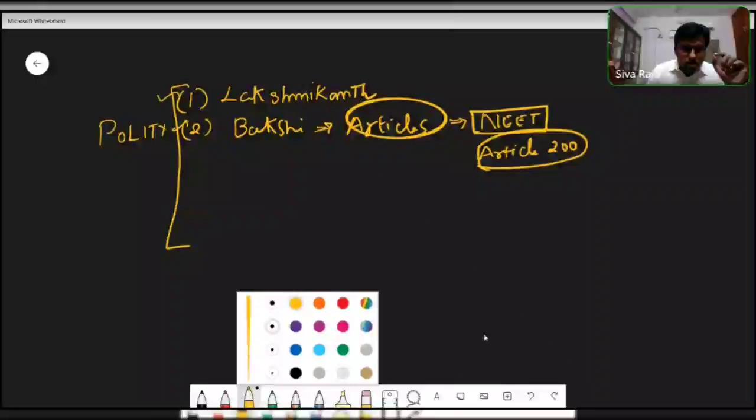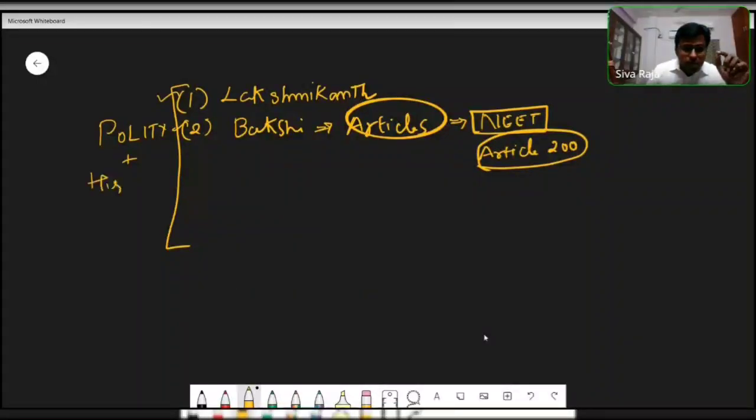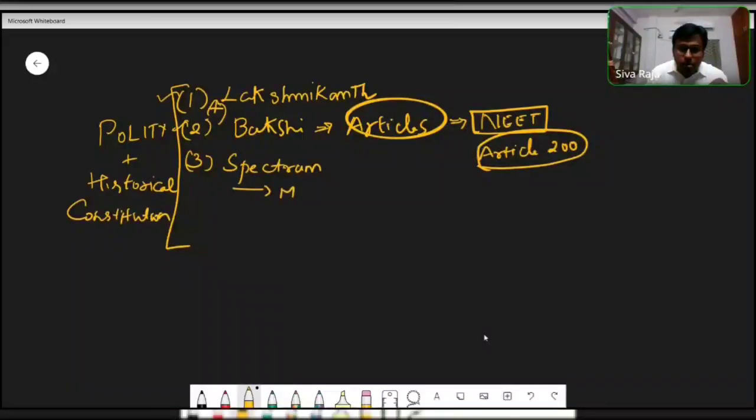For today's topic, the syllabus will be clearly given, and it will be listed very well in a scientific way. Today we will see the historical underpinnings of the Constitution, what all you have to see, and things like that. For this, Lakshmikant plus your Spectrum Modern India book. You can check that book. Spectrum Modern India and Lakshmikant will be enough for this historical understanding of the Constitution.